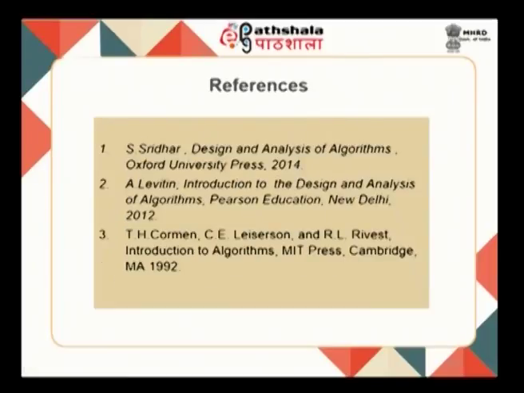So, these are the various references. In this module we discussed some examples of the brute force technique, and in the next module we will continue to examine some of the computational geometrical problems that come under the brute force technique.